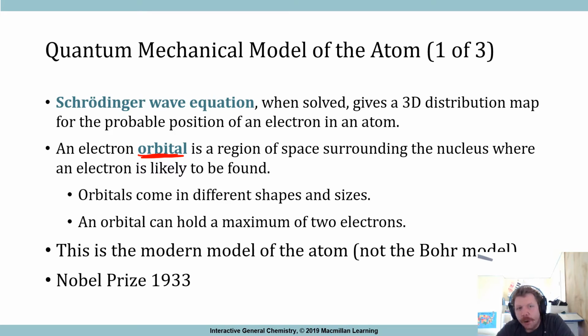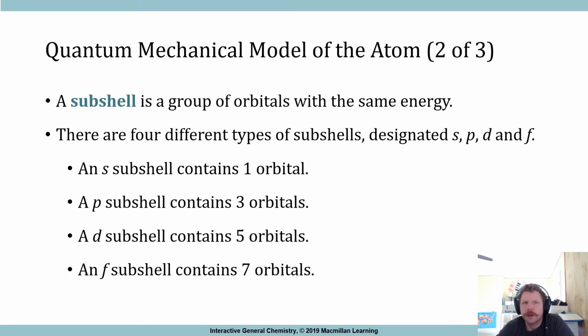Any orbital can hold a maximum of 2 electrons. Next up, a subshell is a group of orbitals with the same energy. There are 4 different types of subshells designated S, P, D, and F. An S subshell contains 1 orbital, a P subshell 3, a D subshell 5, and an F subshell 7.